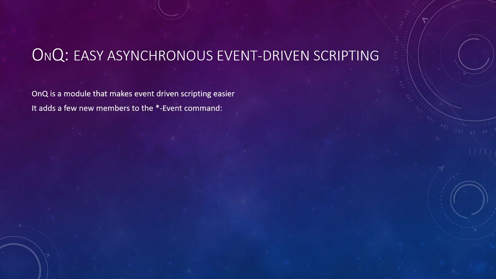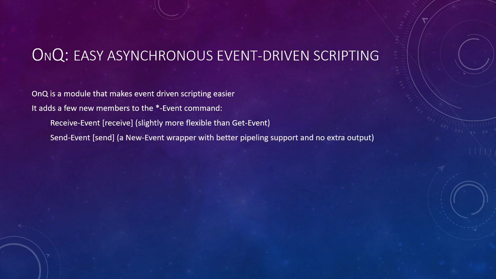It adds a few new members to the dash event commands list. You can Receive-Event, which is aliased to receive. This is slightly more flexible than Get-Event. It's a little bit better at filtering out stuff ahead of time and allowing you to return a particular count. There's also Send-Event, which is aliased to send, and it's pretty simple. It's a wrapper for New-Event, but it provides pipelining support, so you can pipe a bunch of objects into it, which you can't do with New-Event, and it doesn't actually output to the pipeline, so you don't have to suppress its output, which is handy.